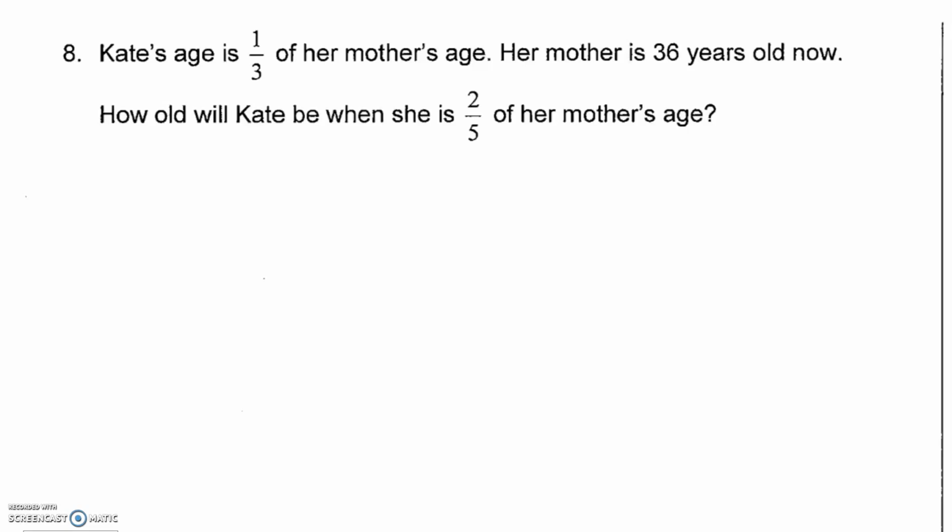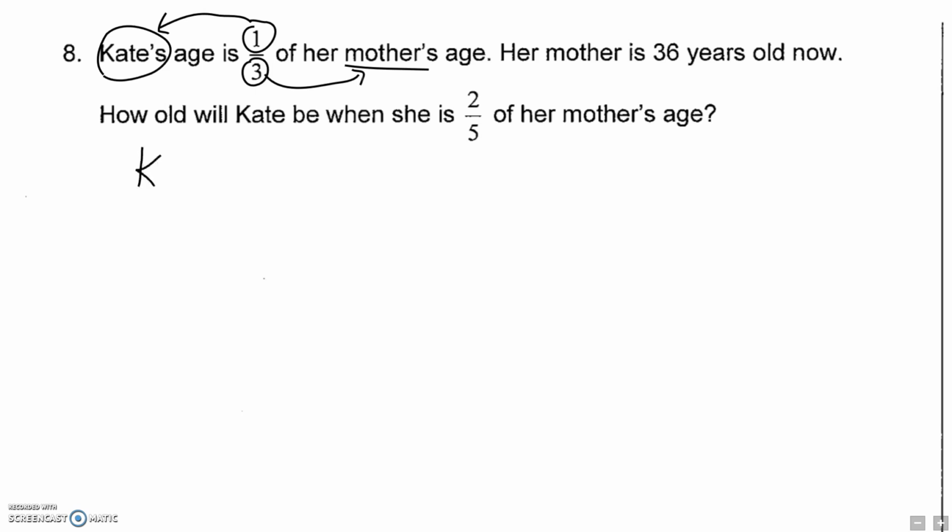Okay, now we are at question 8. Kate's age is 1/3 of her mother's age. So you should know, common sense is going to tell you that Kate is probably someone who is younger. The mom is going to be someone who is older. So technically, the 1 unit should belong to Kate, while the 3 units belong to the mother.